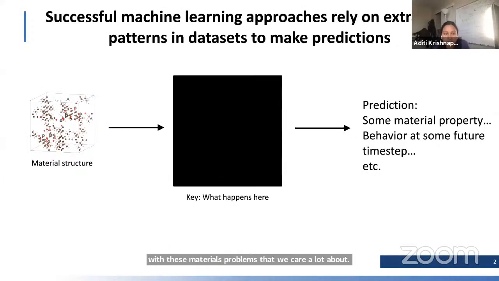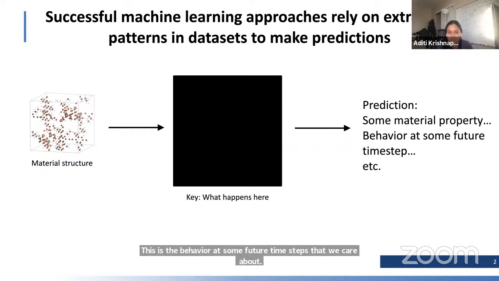And so the idea behind machine learning is that given some data set, you can extract patterns from that data set and use this information to make accurate predictions about something that wasn't in your original data set. The potential gain is that you save a lot of time. If you have some material, instead of running the calculation or doing the experiment, you can run it through some algorithm, and it tells you the material property we care about, or the behavior at some future time step that we care about.